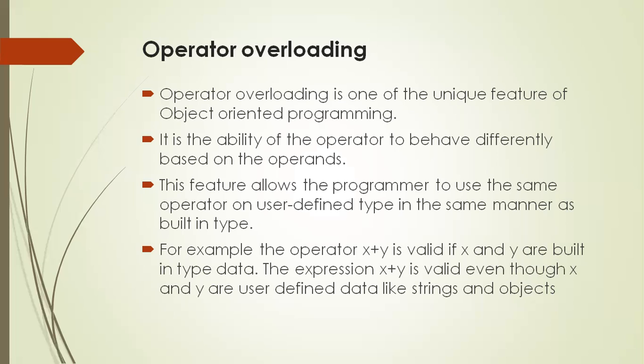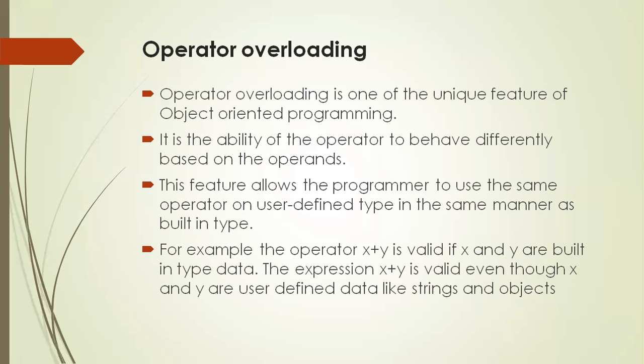For example, in the first example, A plus B, A is an integer and B is an integer, meaning both A and B are basic data types. In the second example, C1 plus C2, C1 and C2 are two objects of the complex class, so they are not basic types. C1 and C2 are user defined data types. Similarly, in the third example, S1 plus S2, S1 and S2 are not basic data types. They are not int, not float, nor char. They are string type, and string is a user defined data type.